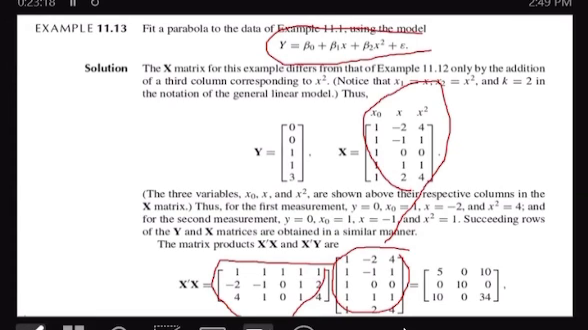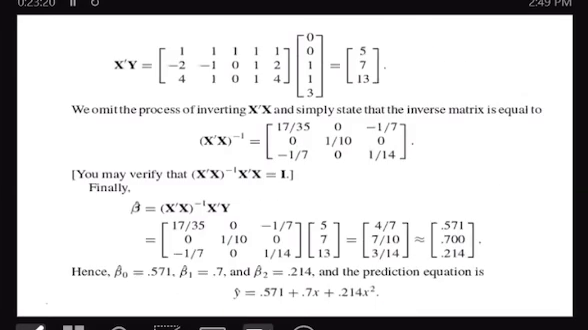Now after that, the next thing I'm going to do is to get the X prime Y. And after that, I find the inverse of that. Then in the end, I use that. What am I telling the world right now? I'm trying to say my beta naught is the first one, my beta one is the second one, and my beta two is the third one. Let me tell you this.